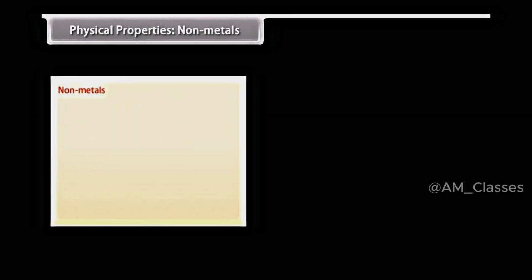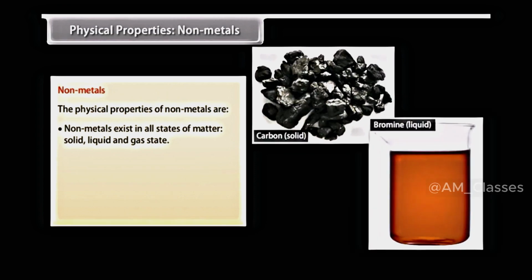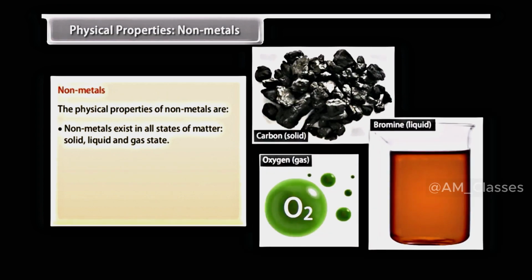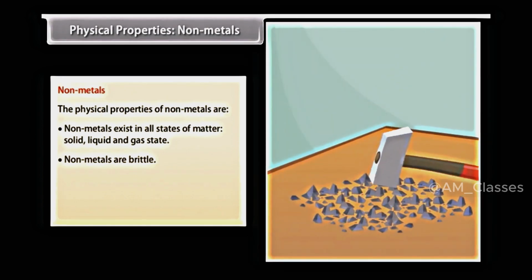Physical properties. Nonmetals. Let us now look at the physical properties of nonmetals. Physical state. Nonmetals exist as solid, liquid, or gas at room temperature. Gas: oxygen, chlorine, fluorine. Liquid: bromine. Solid: carbon. Non-malleable and non-ductile. Nonmetals are brittle and cannot be rolled into wires or beaten into sheets.